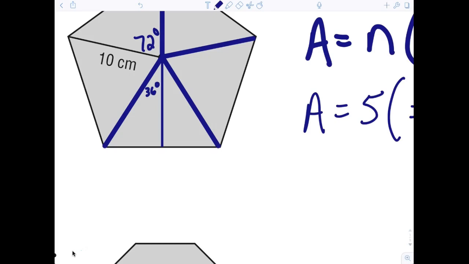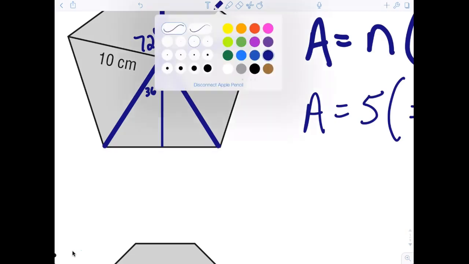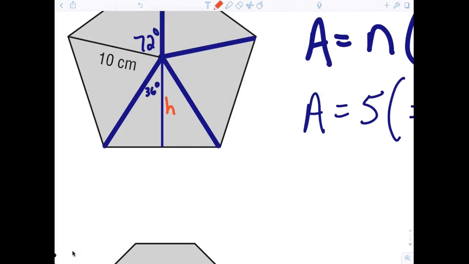Now again, I really like what we're doing because we're reviewing the trig. You have to understand that. Now, the 2 things that I need right here is this is referred to as the height.